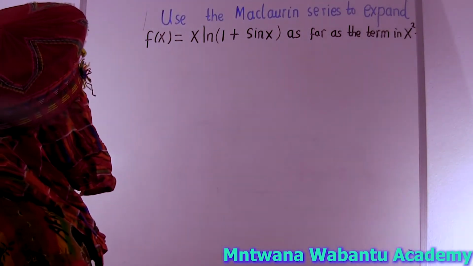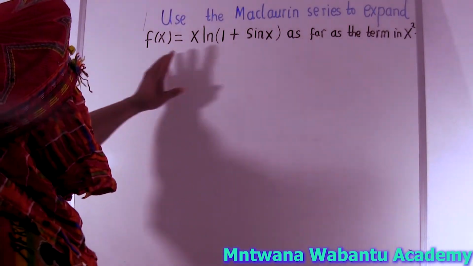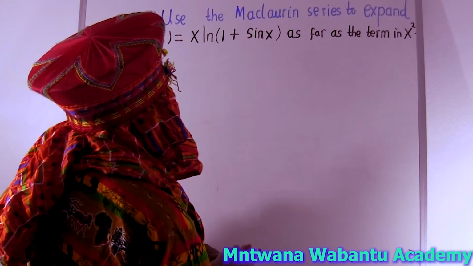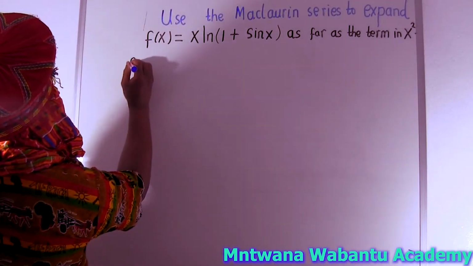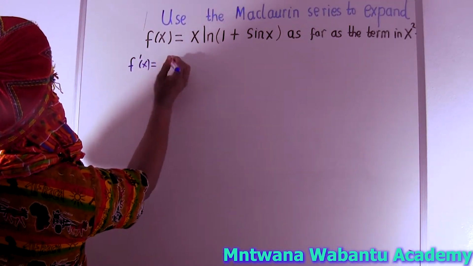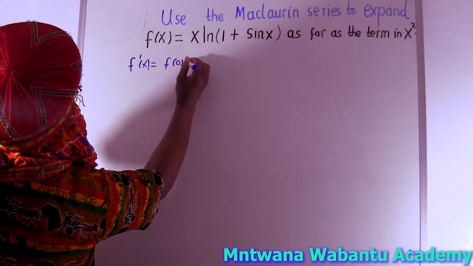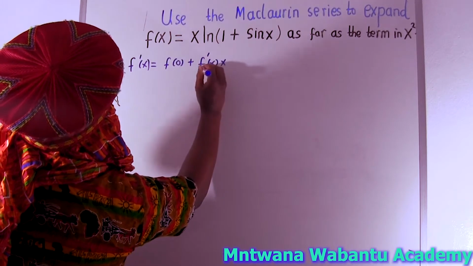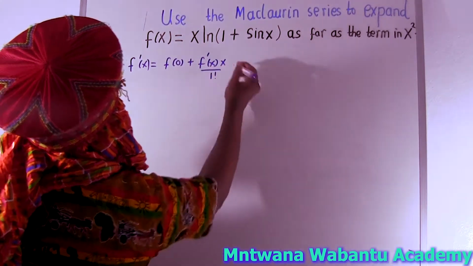Let's get started. So now first and foremost, let's say use MACLAURIN series to expand this one right here. So this is easy. First and foremost, you write your formula for MACLAURIN series. This is what you need to know. Just memorize this. You know what I'm saying? X over 1 factorial, just 1 plus.